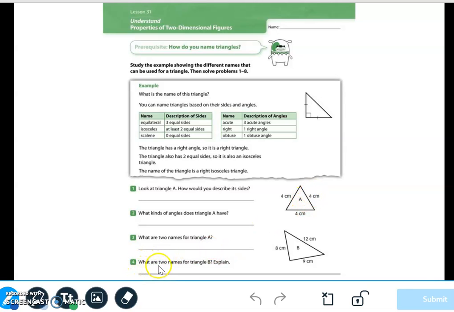And for 4 says, what are the 2 names for triangle B according to its sides and according to its angles? Let's pause and give it a thought. For B, we see that it has 3 different sides for its lengths, so we know its angles would all be different also.